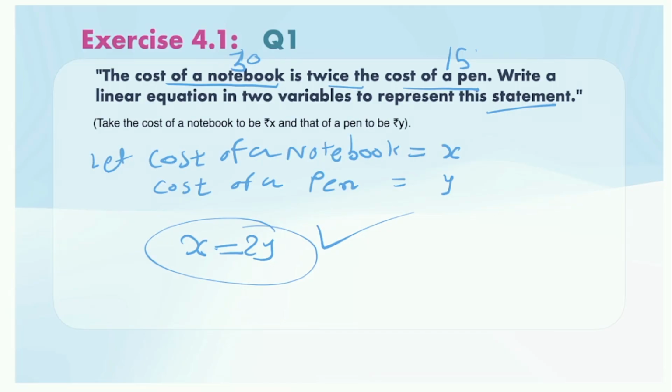Here you can take any value of y. Let me take the value of y as, let's say, 20. Then what will be the cost of notebook? It will be 40, right? Very easy. 20 multiplied by 2 is 40. So this is your question number 1.